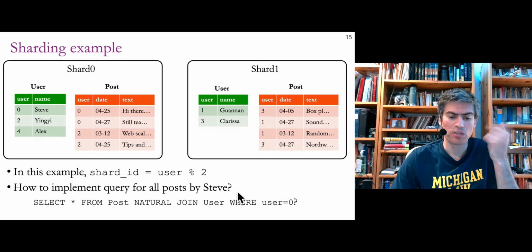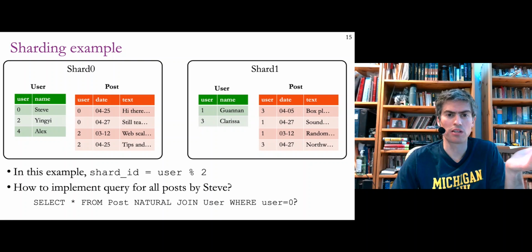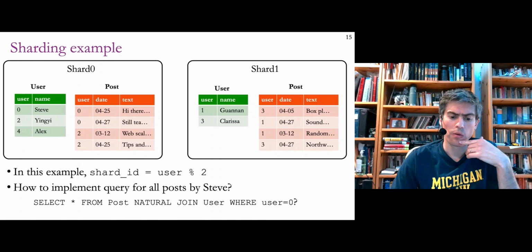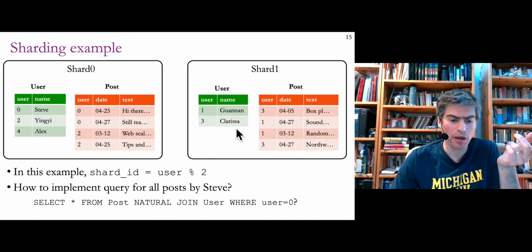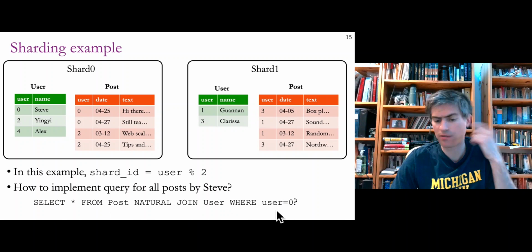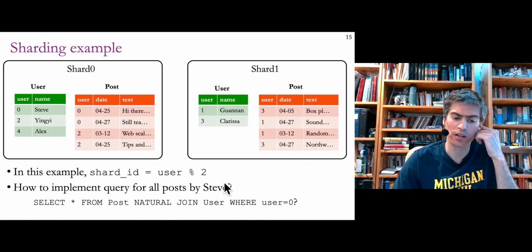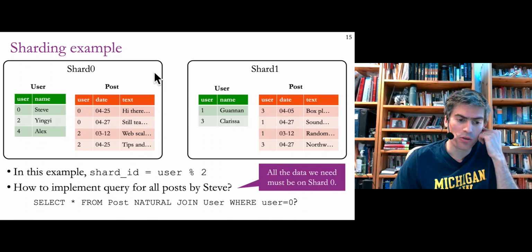To implement this query, how do you handle the shards in this case? I'm asking you, think about it. Well, if we know that this query is specifically filtering by user, and the sharding is done by user, then for that reason we can do the query entirely on shard 0.